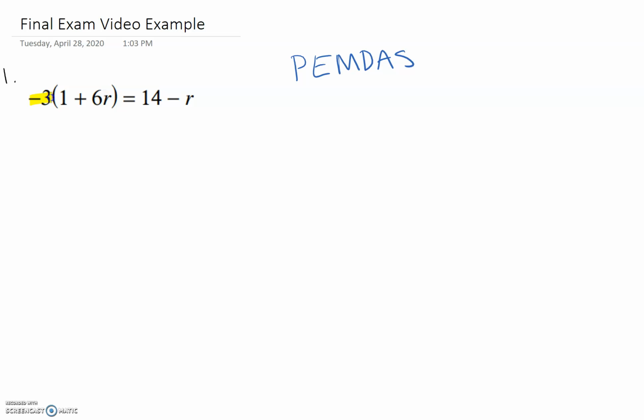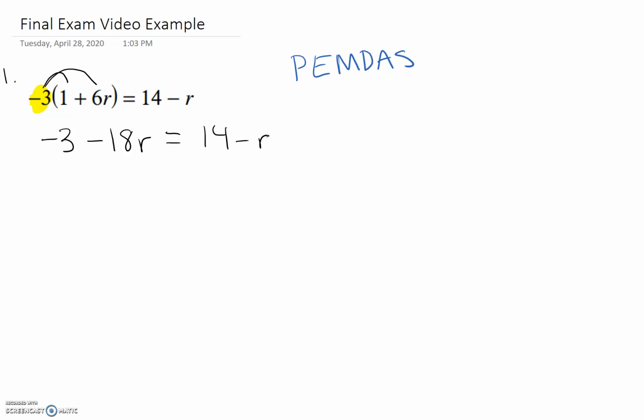So I have this -3 in front of my set of parentheses, and I can use the distributive property to multiply it by both terms inside the parentheses. So that's going to give me a -3 times a 1 is a -3, and -3 times a 6r is -18r. And then my other side of the equation is going to stay the same.